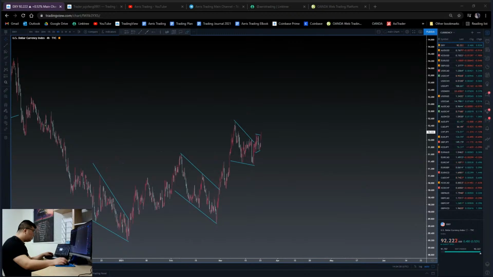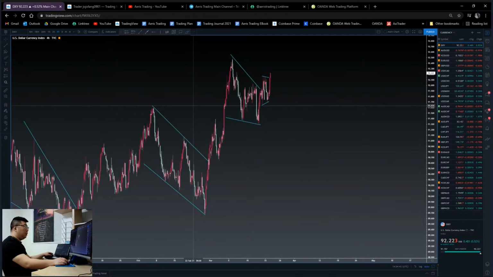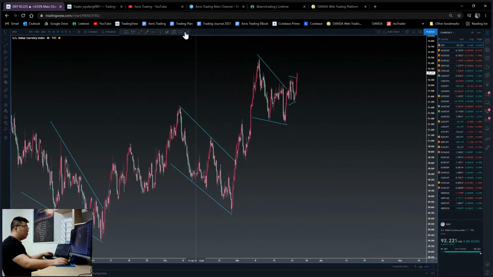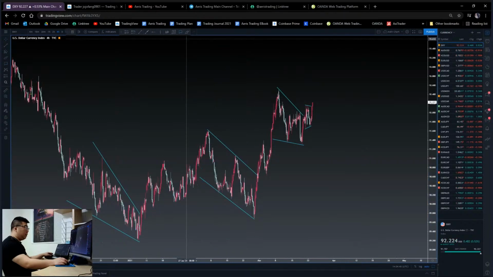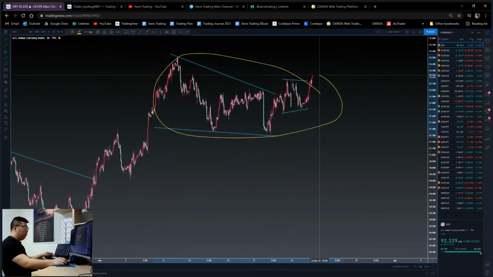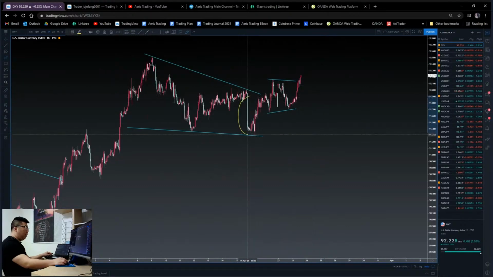So let's get started with the dollar index here. Dollar index, if you recall, I still have that bullish bias on the price. We push up, that's correct. Remember this whole area where the FOMC meeting happened? I made a video on this.